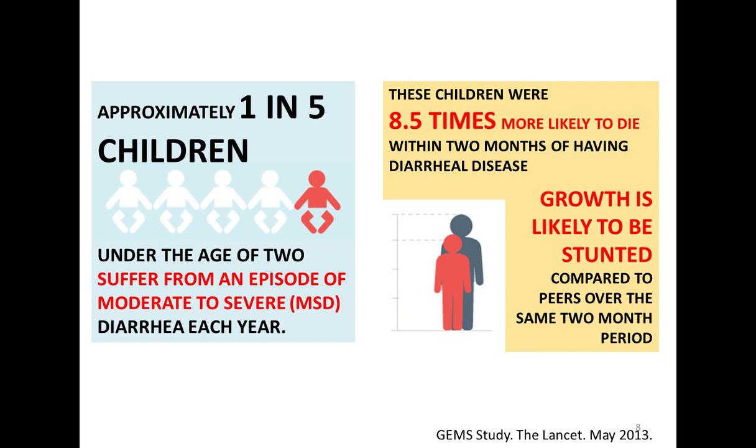Approximately 1 in 5 children under the age of 2 suffer from an episode of moderate to severe diarrhea. And these children are really 8.5 times more likely to die within 2 months of having diarrheal disease. There's a relationship between growth and how growth is stunted compared to peers over the same 2-month period. So it really has a huge impact on the development of these children.